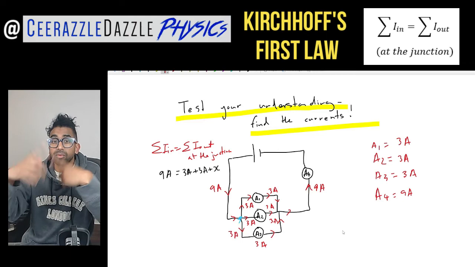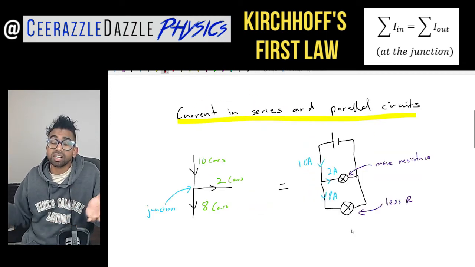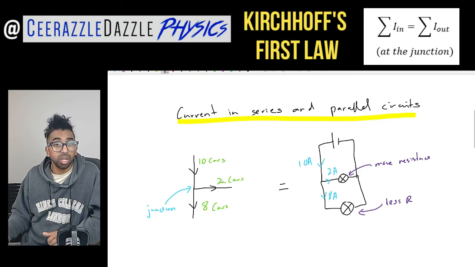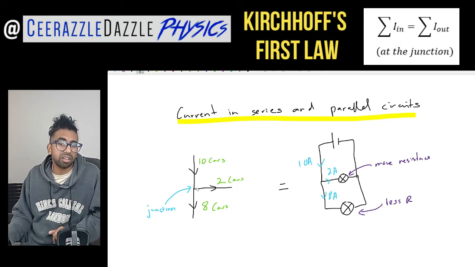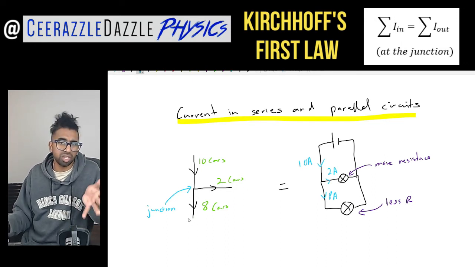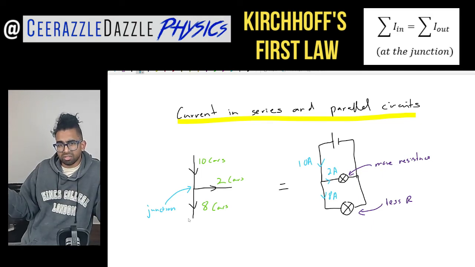Okay, so we're done for another session. Have a recap right from the top. Today's title was Kirchhoff's first law, and we looked at current in series and parallel circuits. We looked at a simple idea of a road, 10 cars going into a road which splits. 2 cars take this path, 8 cars go down this path. Obviously, because the total cars going into a junction is equal to the total cars coming out. 8 plus 2 is 10, coming in.